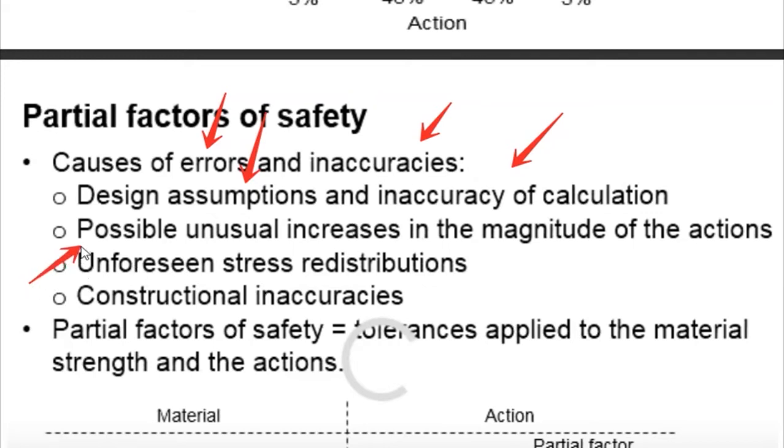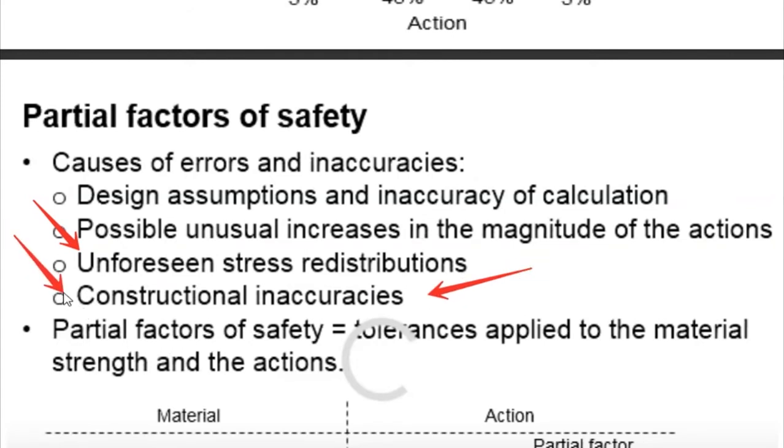So there are possibilities of unusual increase of the magnitude of the actions. You can assume the use is residential, while in use the structure can be used as storage. So the magnitude can increase because your first assumptions as a designer do not hold for the long life of the structure. So in order to cut off the unusual or unpredicted, you use the factor of safety to cut off the unforeseen.